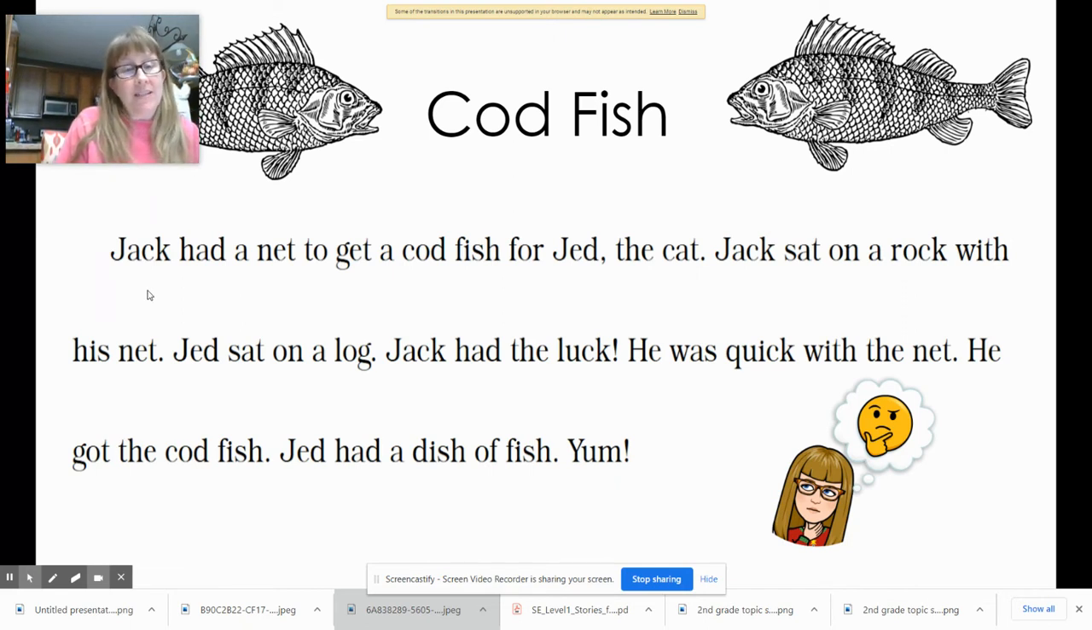Okay, now we're going to read it together. I want you to follow along with my cursor as I read it. Ready? Read it with me. I need to see your mouths moving. Jack had a net to get a codfish for Jed the cat. Jack sat on a rock with his net. Jed sat on a log. Jack had the luck. He was quick with the net. He got the codfish. Jed had a dish of fish.